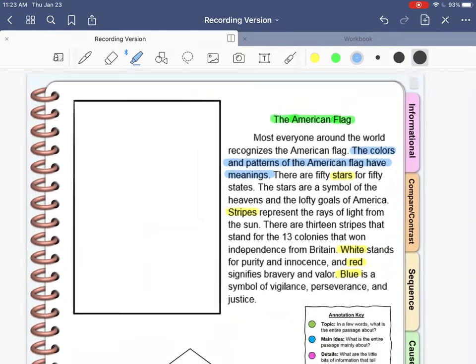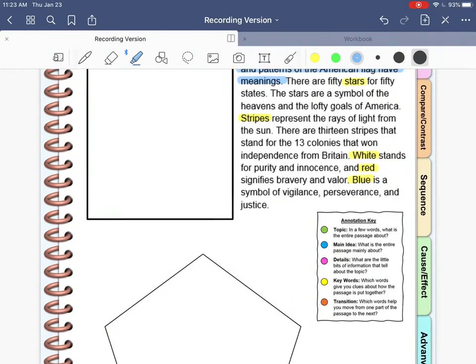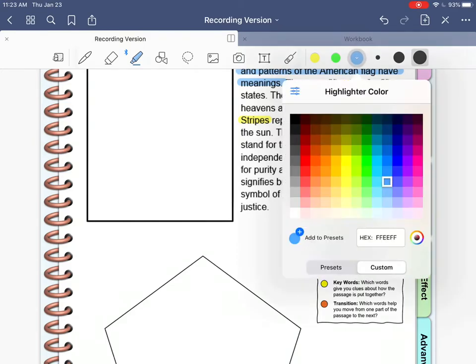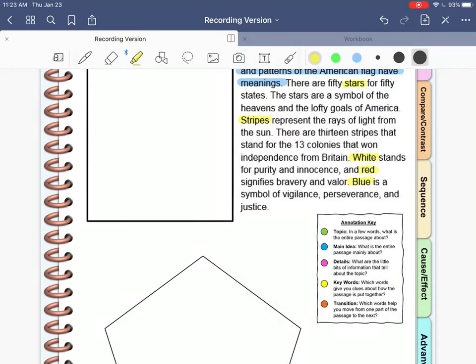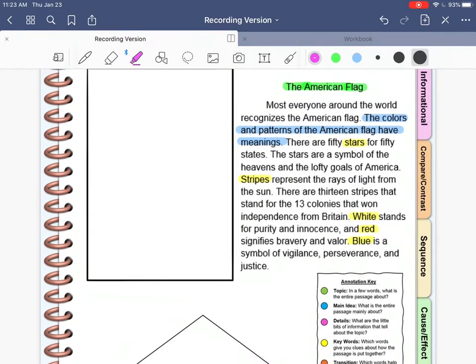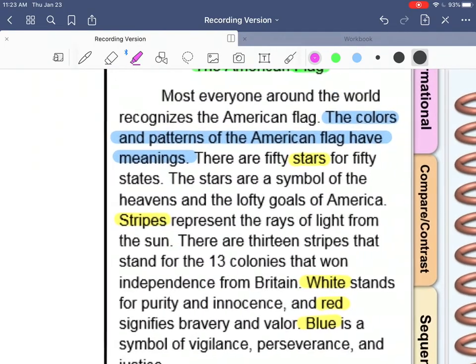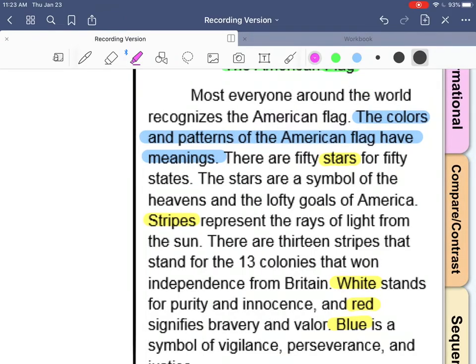So let me just remind you, we need to do our details, and we're using the color pink for that, if it'll let me do that. So let's come back up here and read very carefully. So tell me about the stars. The stars, there are 50 of them. Sorry, 50 stars. I apologize, guys. I got new software and I haven't learned to use it yet.